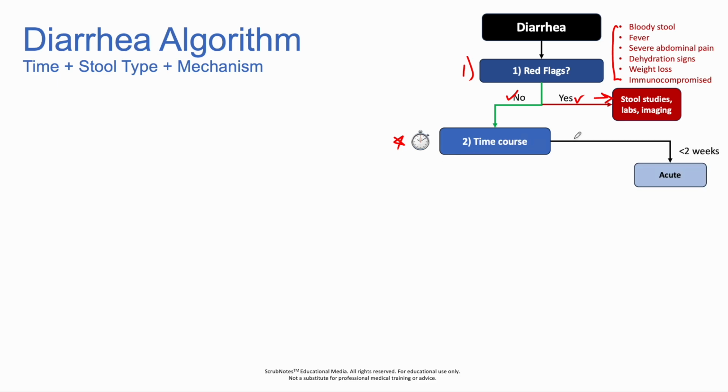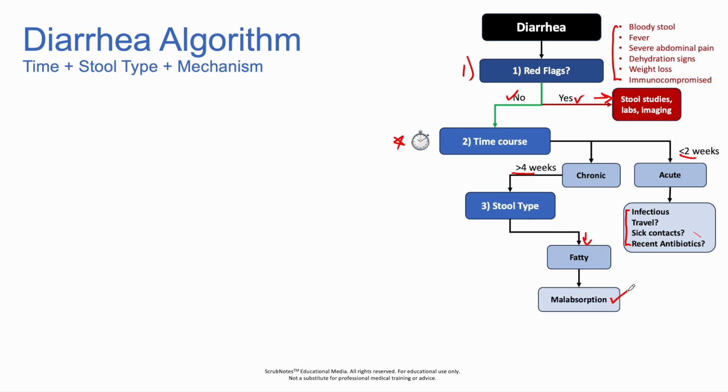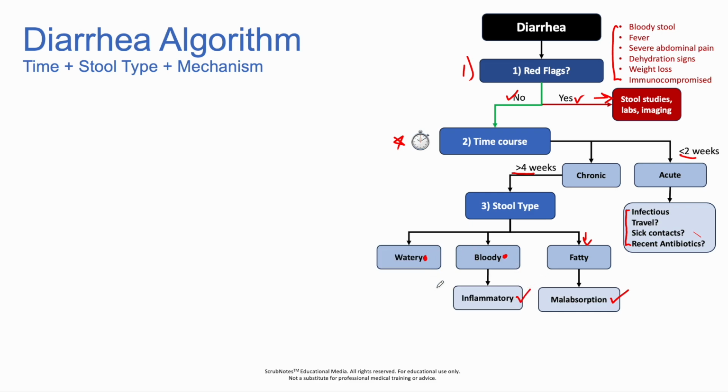So if there's acute onset of diarrhea for less than 2 weeks, I'm thinking of infectious causes. Maybe they had some recent travel and picked up a bug or were around people who are sick. And even recent antibiotic use can cause that. Or if there's a chronic presentation of more than 4 weeks, then I'm going to start digging into the stool type. So if it's a fatty stool type, that's pretty classic for malabsorption. If there's bloody stool, more inflammatory cause, and watery, that's more likely secretory or osmotic.